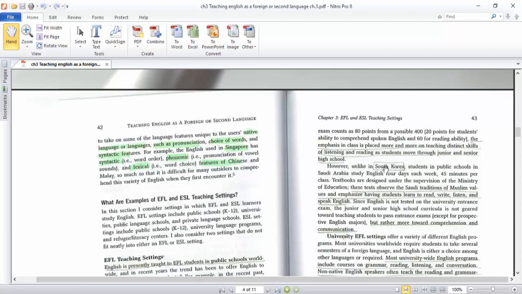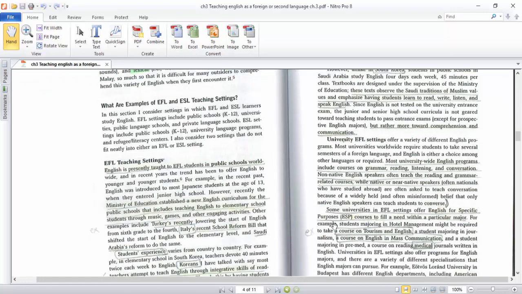However, unlike South Korea, in Saudi Arabia they use English for 4 days a week, 45 minutes per lesson or class. The textbooks, meaning the books they study, are designed under the supervision of the Ministry of Education. This is the same as Iraq, what has been done in our country. These texts observe Saudi traditional Muslim values and emphasize having students learn to read, write, listen, and speak English, but rather focus more toward comprehension and communication. These are 2 examples, Saudi Arabia and South Korea, in public school.